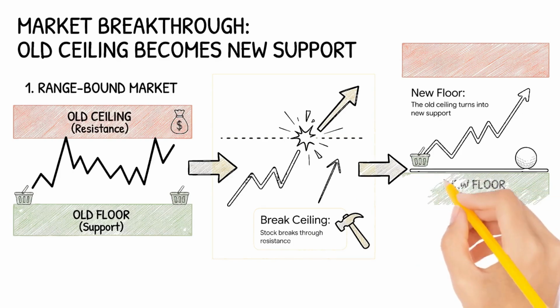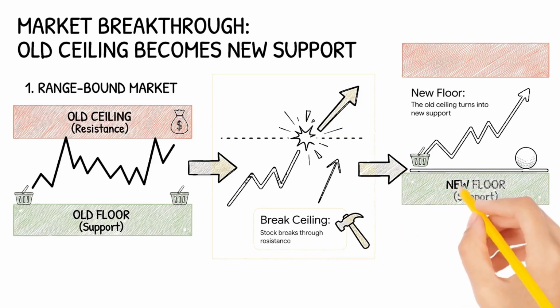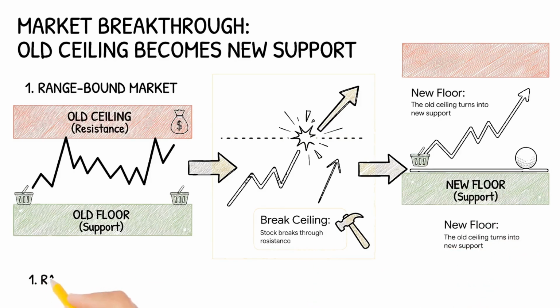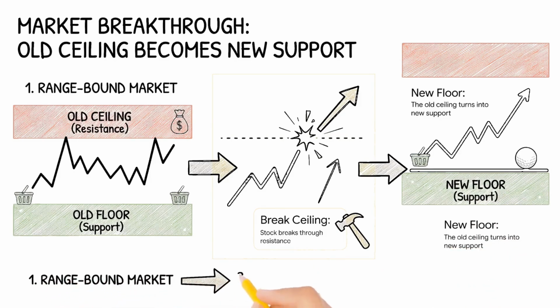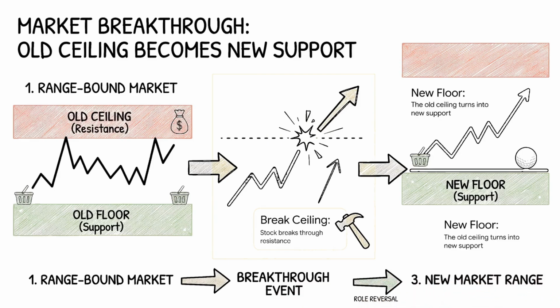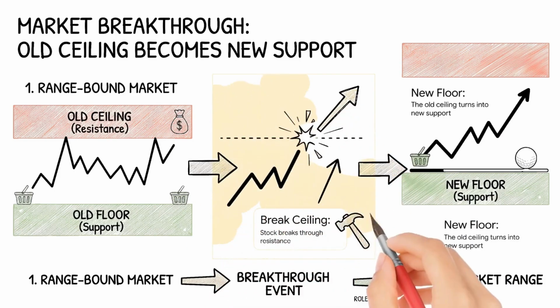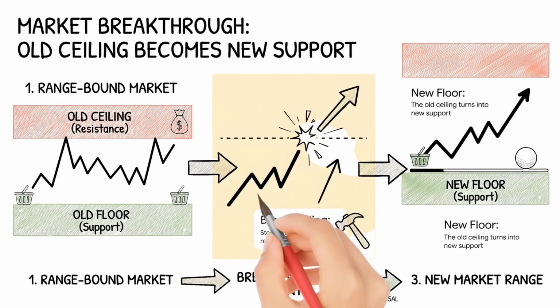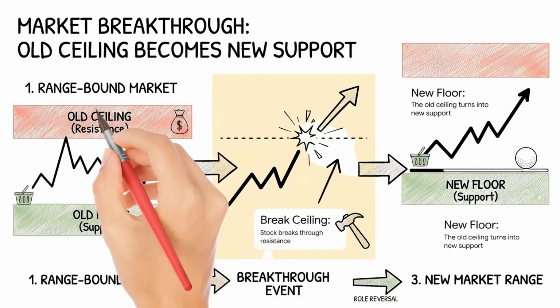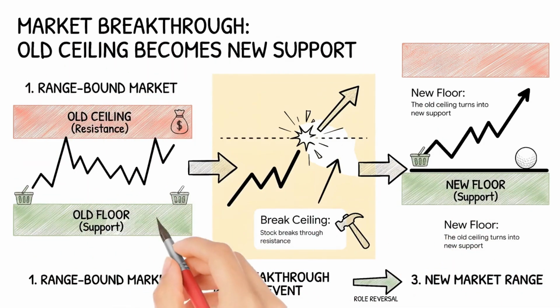Eventually, you get what we call the breakthrough. If a stock gathers enough momentum, it's going to smash right through that resistance ceiling. And here is easily the coolest dynamic in chart reading. Once a stock breaks through a ceiling, that old ceiling almost always turns into the brand new floor. The old resistance becomes the new support, and the stock starts exploring a whole new room above.